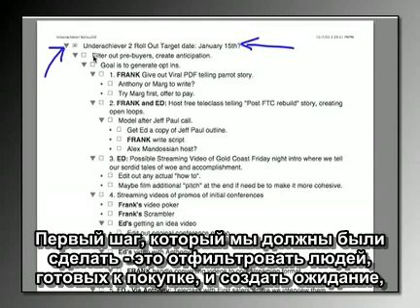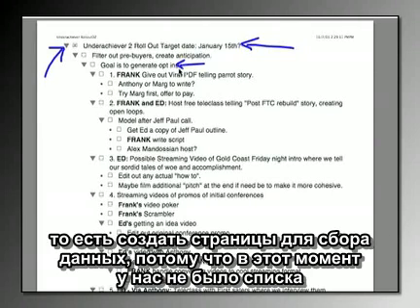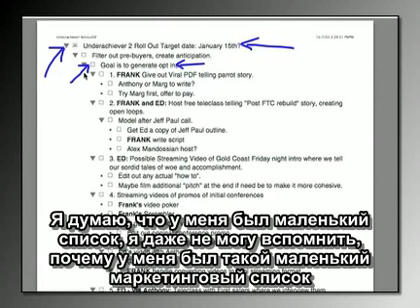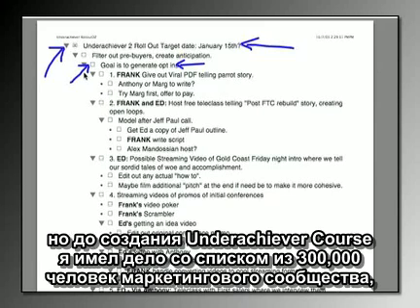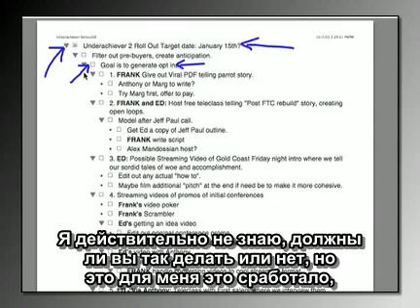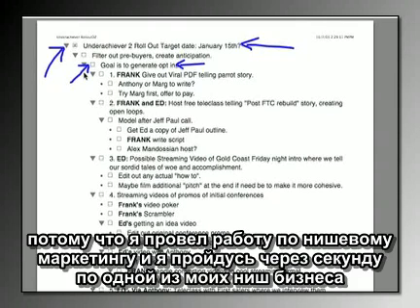The first step we wanted to do was filter out pre-buyers and create anticipation, aka get some opt-ins, because at this point we did not have a list. As a matter of fact, we didn't have much of a list. I think I had a tiny little list from something. I can't even remember why I had a small marketing list, but prior to creating the Underachiever course, I used to have a list of 300,000 people in the marketing community, and I just deleted them all one day as a means to force myself to make niche marketing work. I don't really know if you should do that or not, but it worked out for me because I did make niche marketing work, and I'm going to go over one of my niche businesses in a second.